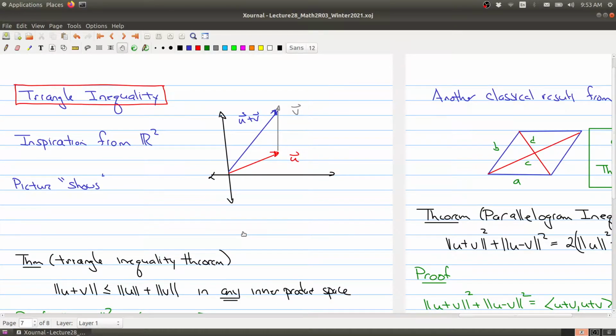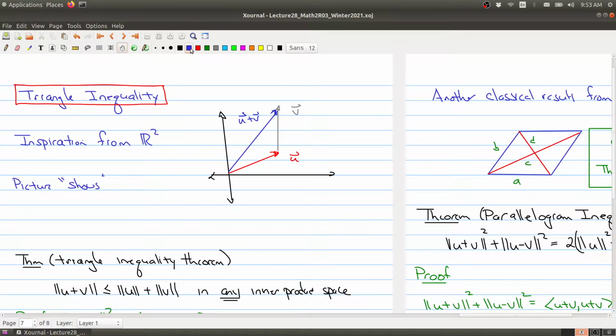So welcome to part 4 of lecture 28. In this part we want to look at some classical results from geometry. At first glance it may seem like these results are special to the plane or three-dimensional space, but they're actually coming from the fact that you're working with an inner product space.